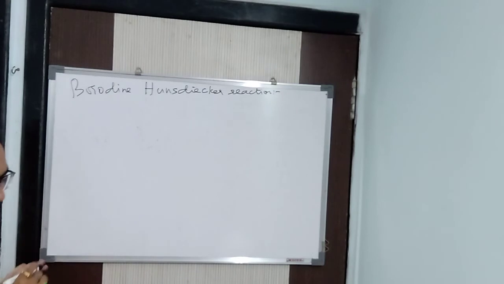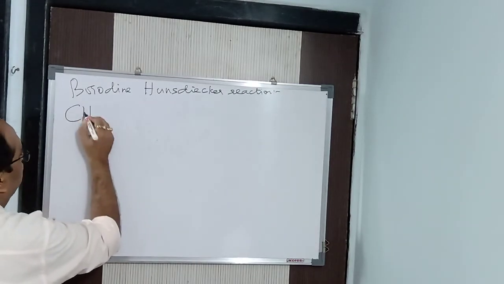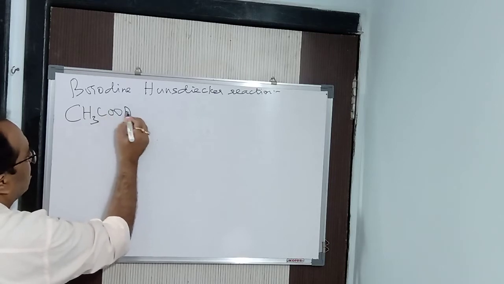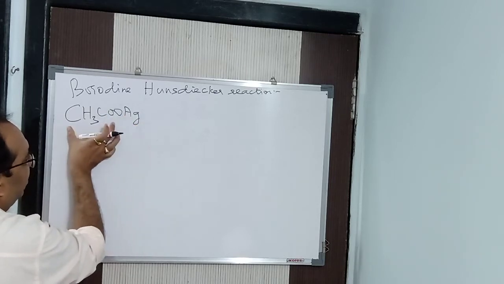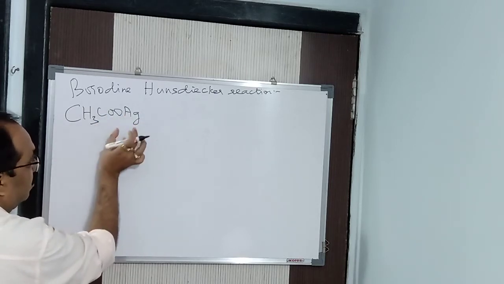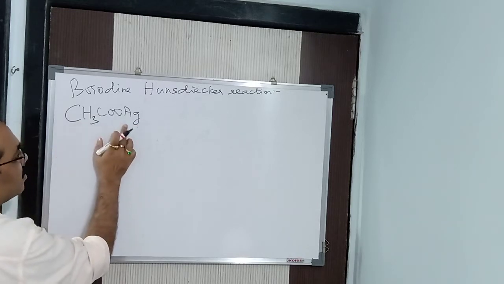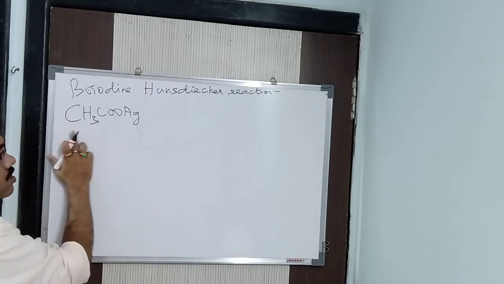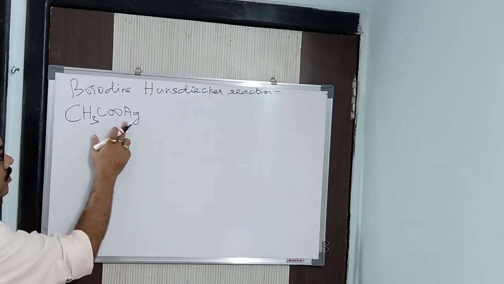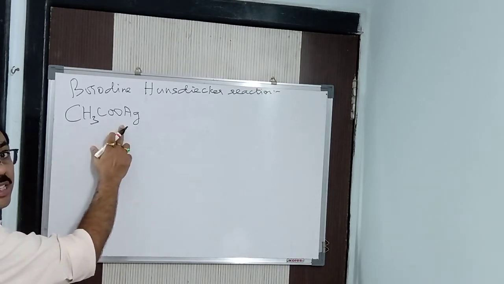Here we will be taking a silver salt of fatty acids. Let us say CH3COOAg I am taking. It's a silver salt of a carboxylic acid. Got it? The name of this compound is silver acetate or silver ethanoate.